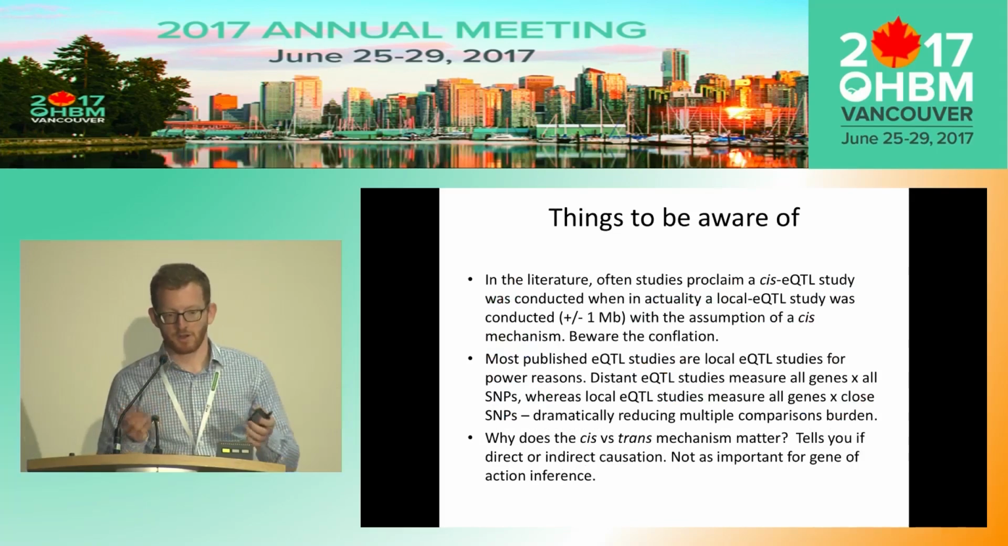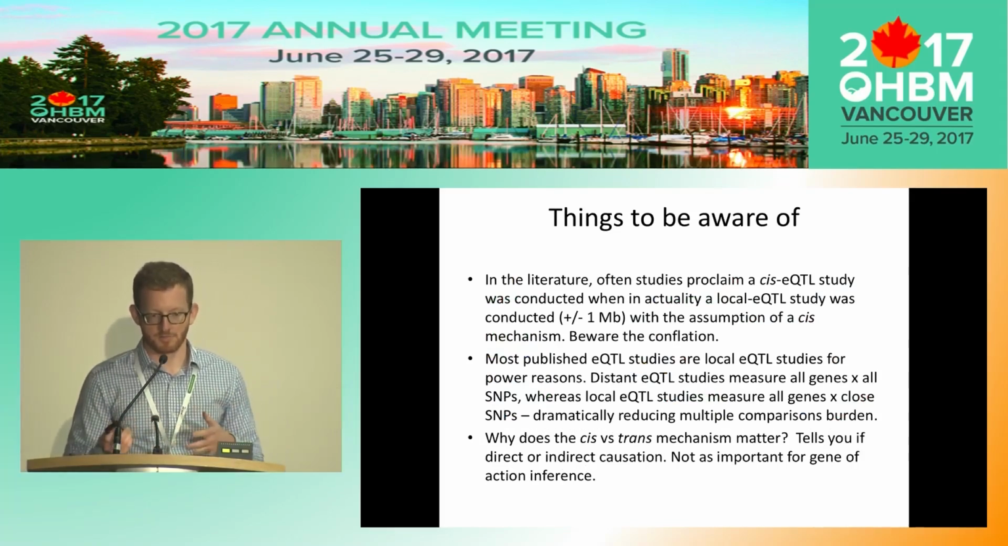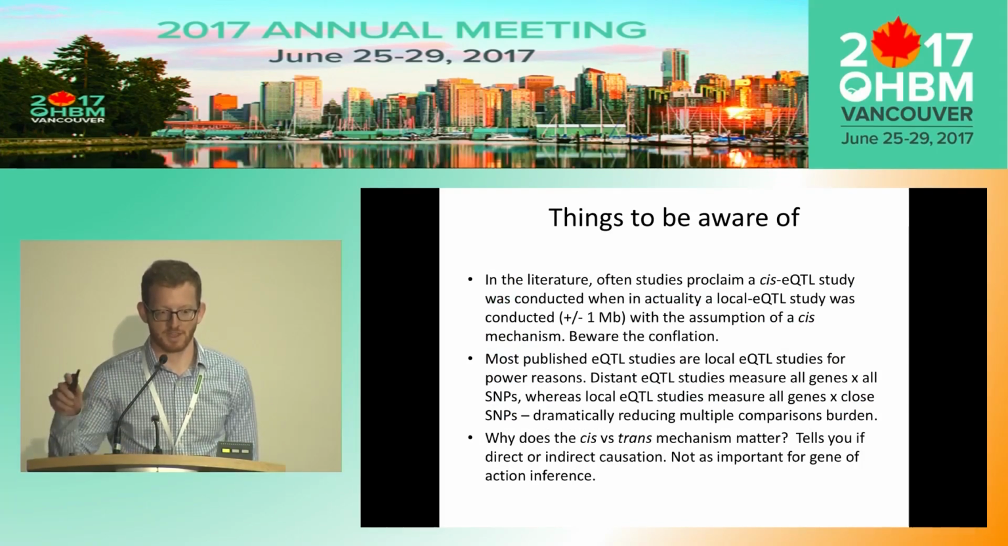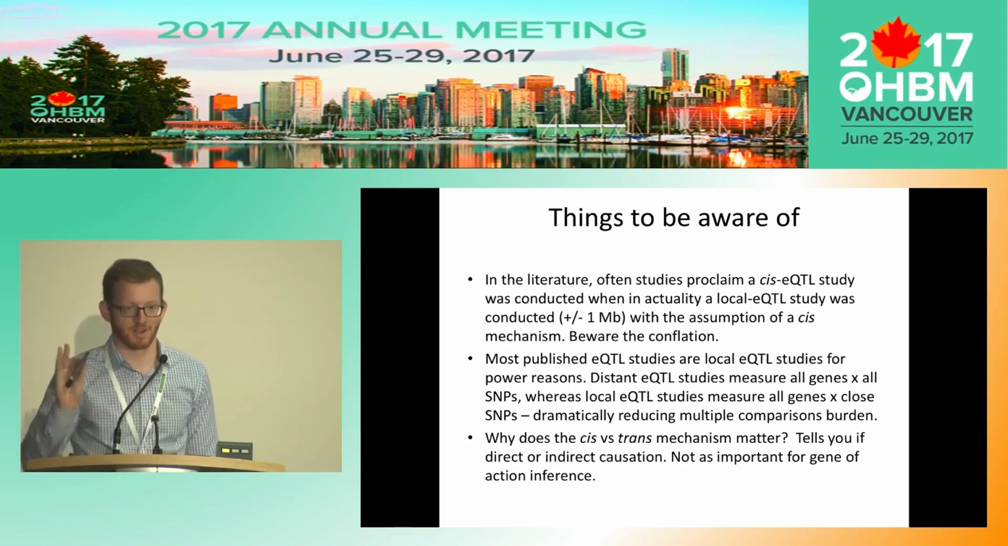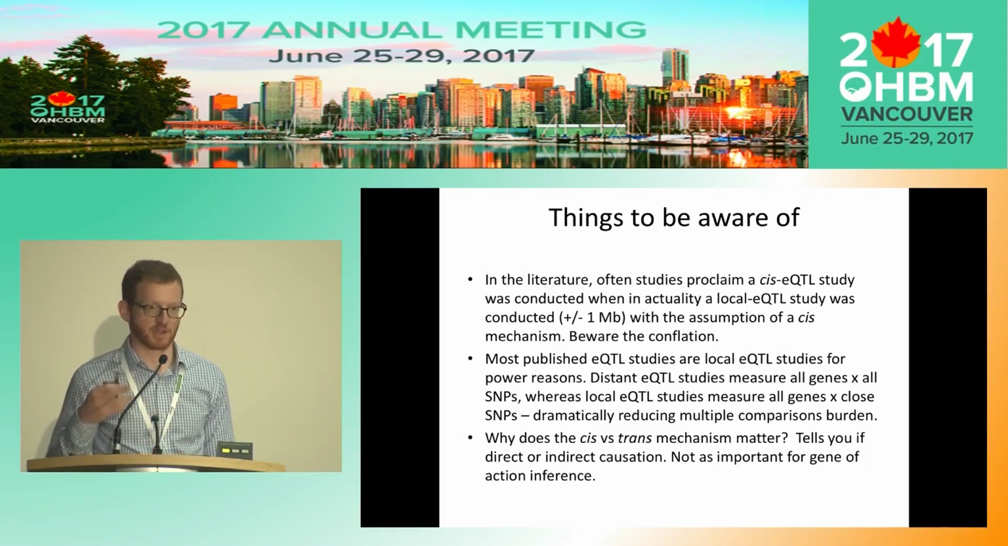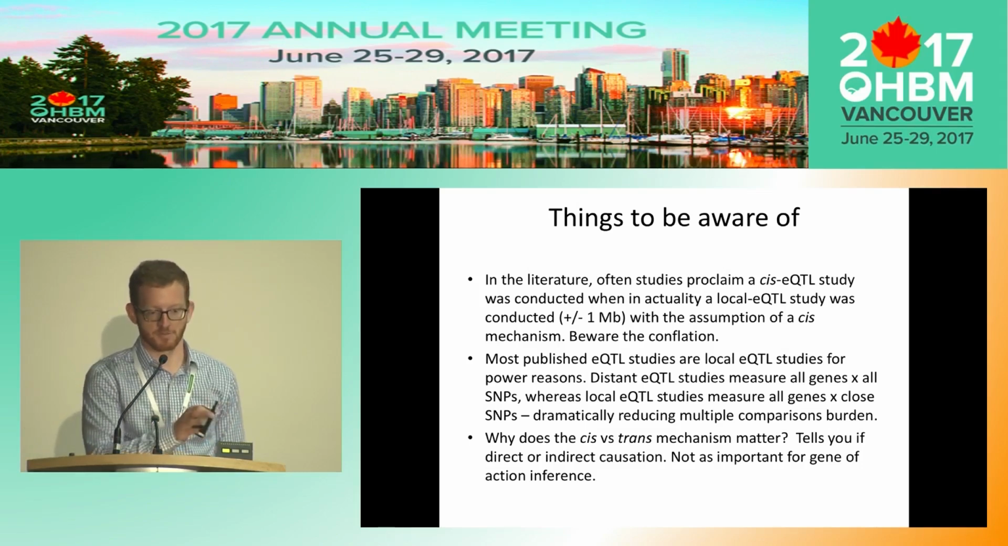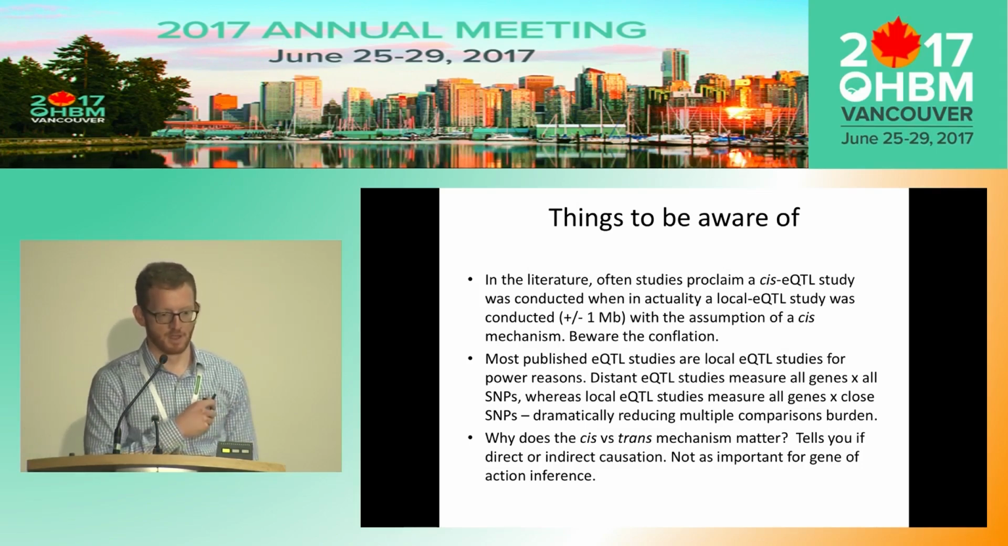Okay, so things to be aware of. In the literature, studies often proclaim a cis-eQTL was conducted when they actually conducted a local eQTL, looking within ±1 megabase of the gene of action. So they assume a cis mechanism. Just beware the conflation. It's used very consistently in the literature, but it's not exactly correct.